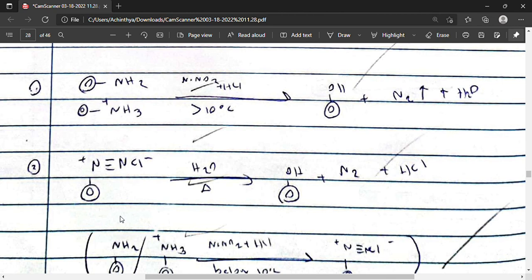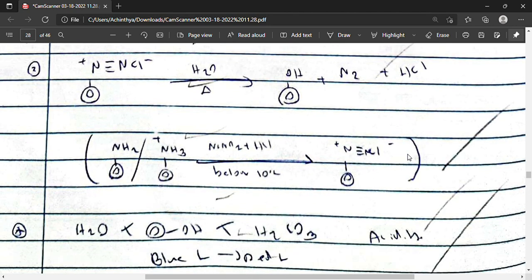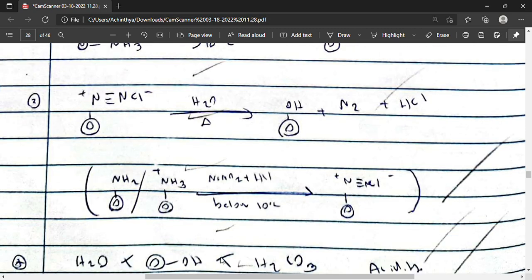And we can also obtain phenol by heating diazonium salts in water, and we also get nitrogen evolved, and HCl will also be produced. The OH of the water goes here, the H goes away with the Cl to form HCl.